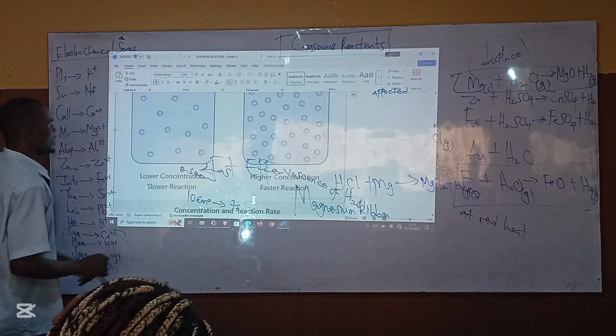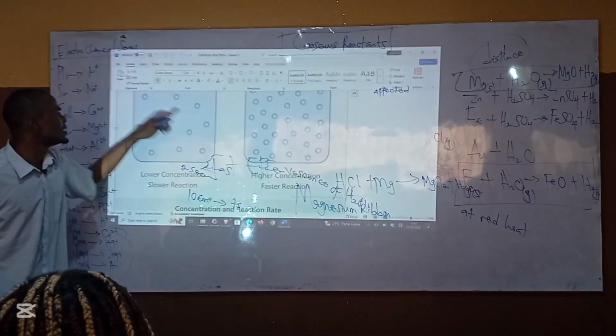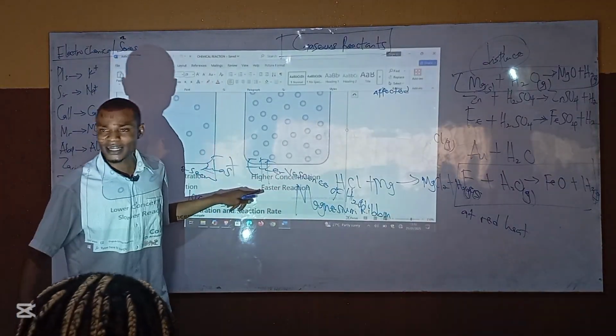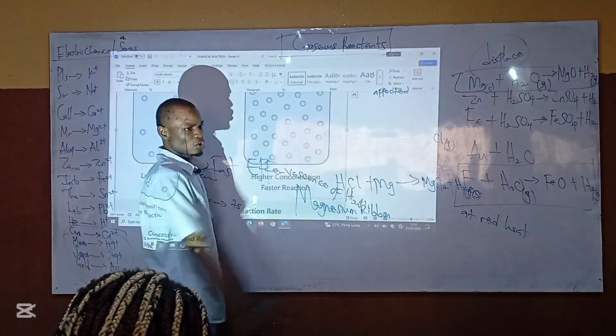Can you see this? A lower concentration, slower reaction. Look at the particles. They are far from each other, right? A higher concentration, faster reaction. Look at the particles. They are closer to each other.